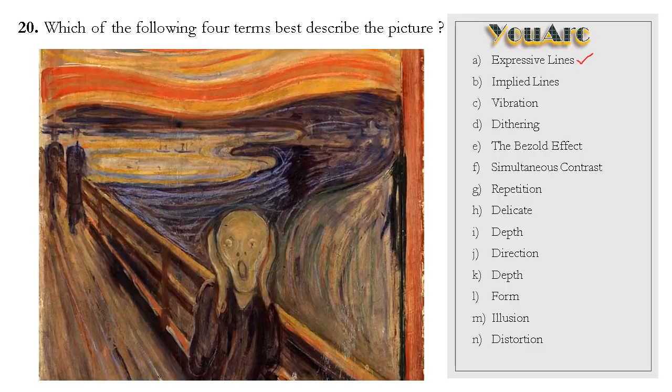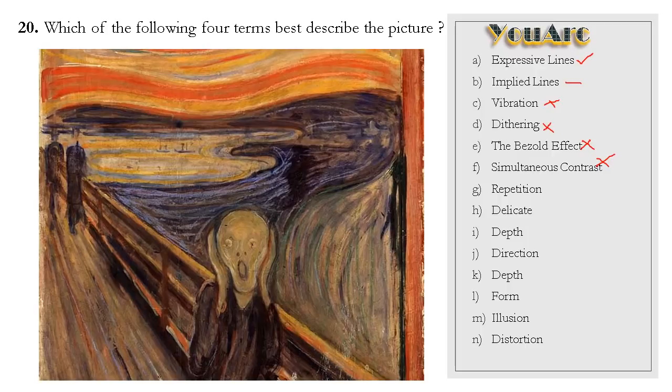Implied lines, no. Implied lines are lines which take the attention of the users, and which are like not real, which give some visual weightage to the figure. So according to me, this is completely an expressive line. Vibration, we don't feel any vibration here. No dithering effect, no dissolve. Simultaneous contrast is not there.